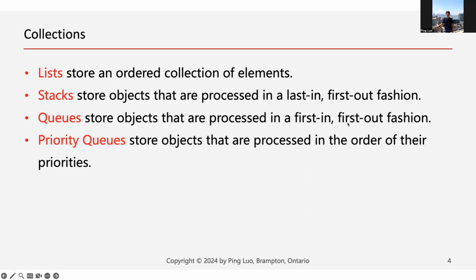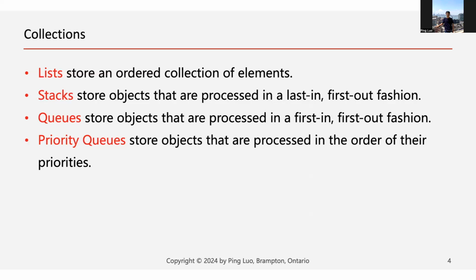So if we just draw a figure, if it's a stack, there's only one way in or out. Because it's only one direction, it's first in, last out. But for a queue, it's more like a line. Just like the name shows, right? It's like a queue.